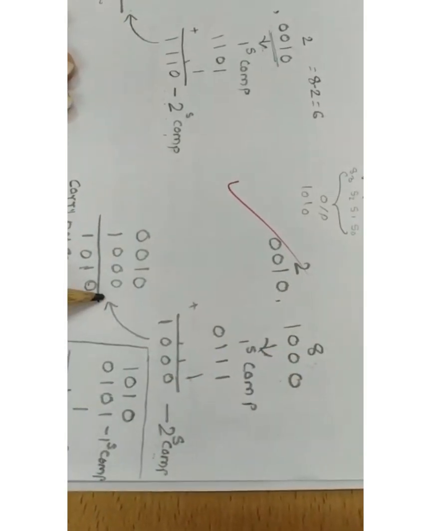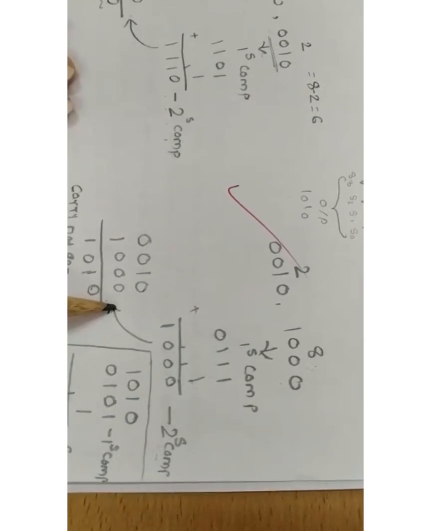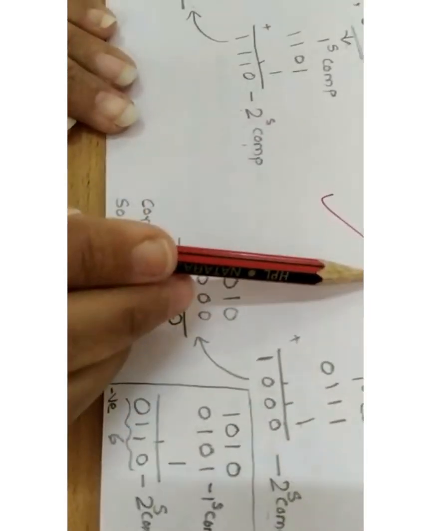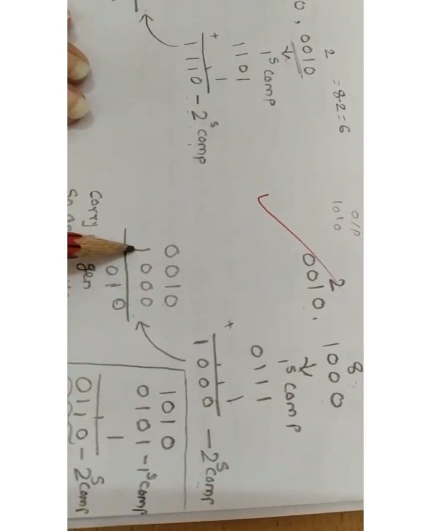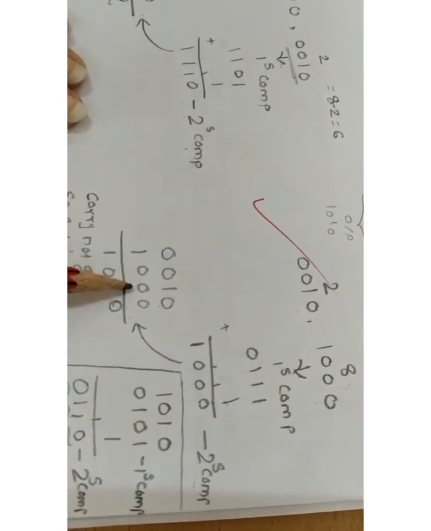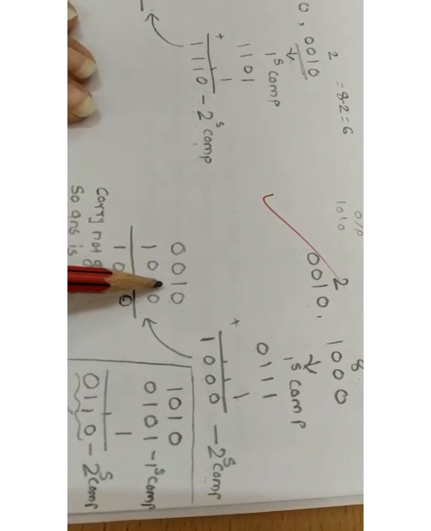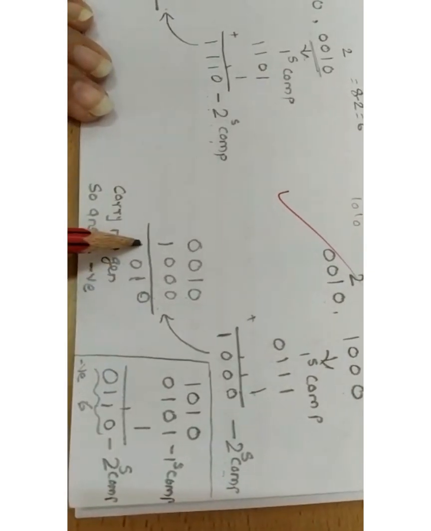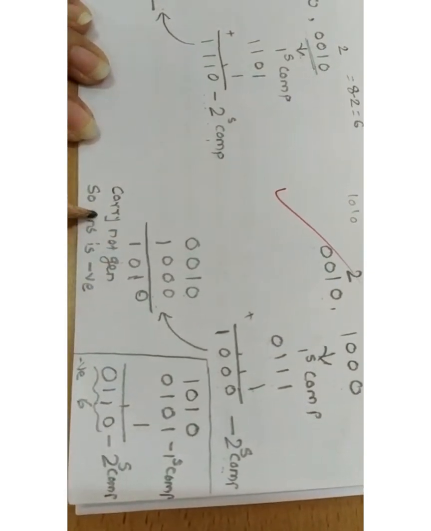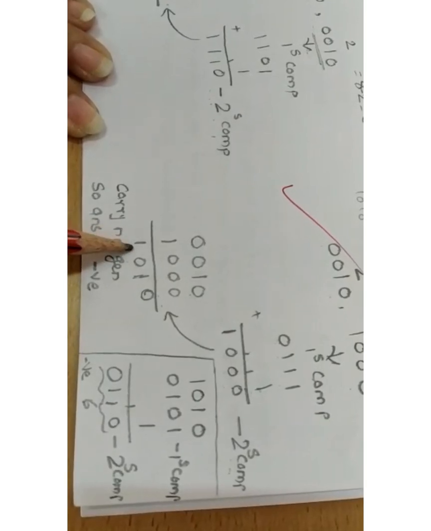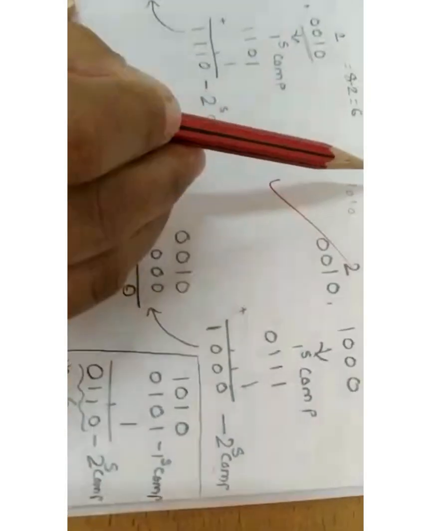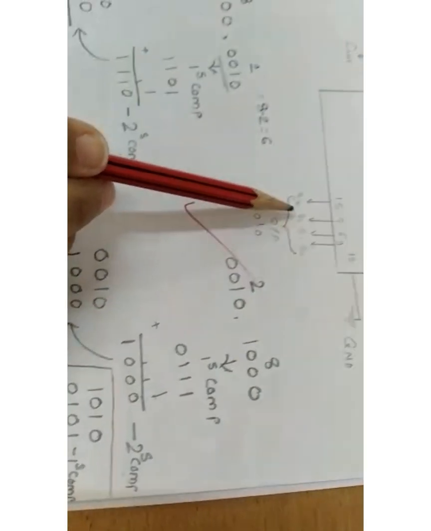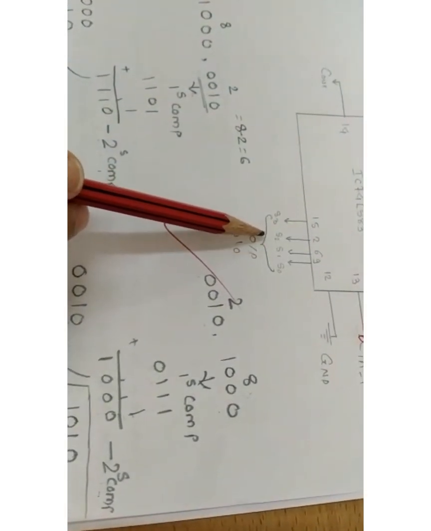Okay, so I am adding this 2's complement of 8 to 2. So 0010, that is 2, plus the 2's complement of 8, 1000. So here 0, 1, 0 and here you are getting 1. So carry is not generated, and you are getting the actual output 1010 at the output of your circuit.